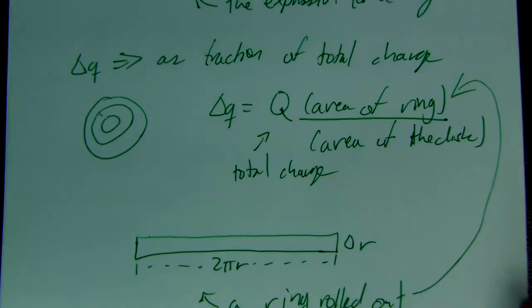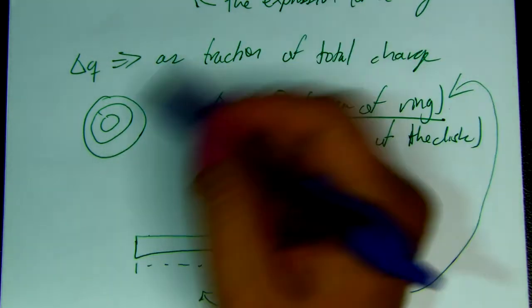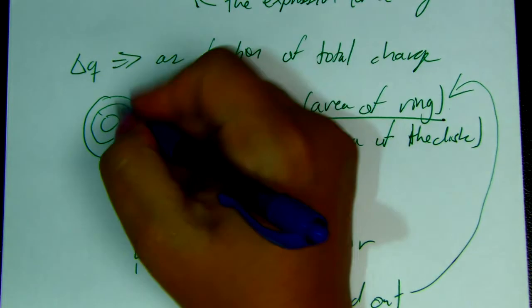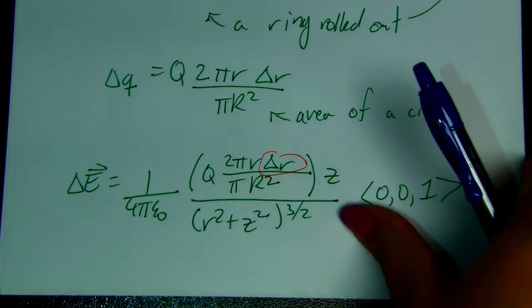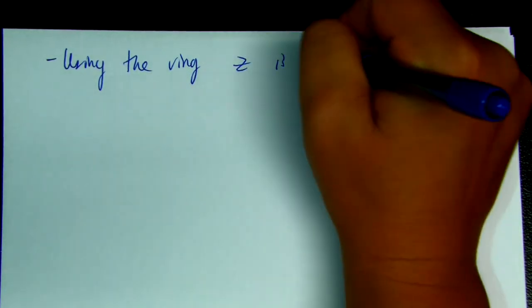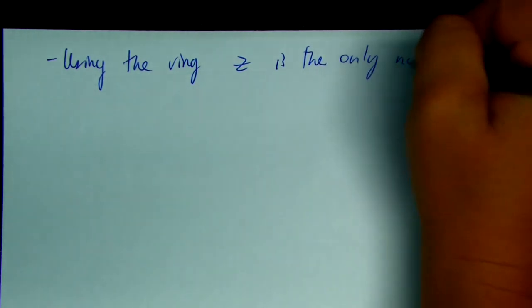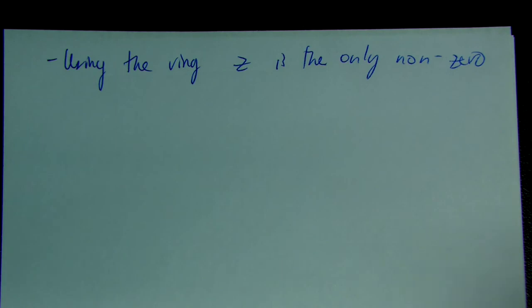All right, so we know that this is a series of rings, and we know that the X and Y components cancel each other out in rings, so really Z is going to be the only non-zero component. Okay, so let's think about E sub Z. And remember, you'd want to justify that, so using the ring, Z is the only non-zero. And once again, I've picked up the pen that is running out of ink.